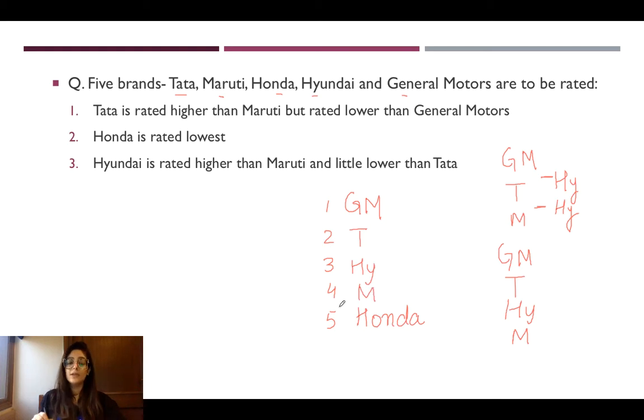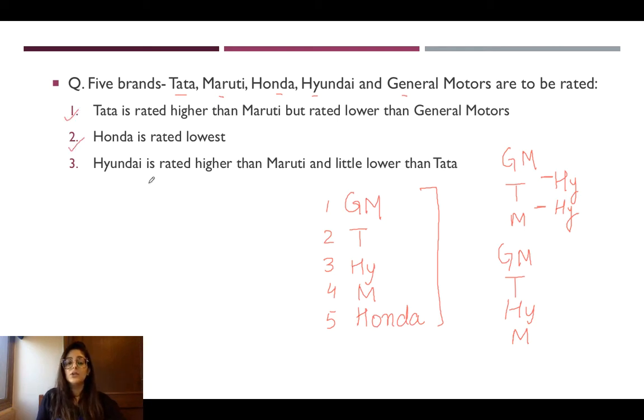Now to make everything clear, just go over all the points quickly and see कि ये जो सारे points हैं और मैंने जो ये arrangement किया है, ये दोनों चीज़ें same हैं. So first point, Tata is rated higher than Maruti but lower than General Motors. So first point correct. Honda is rated lowest, all right.